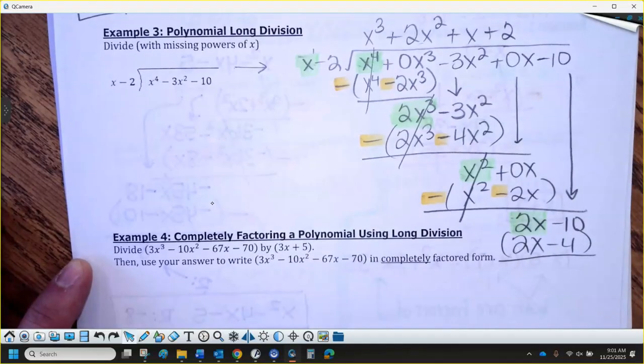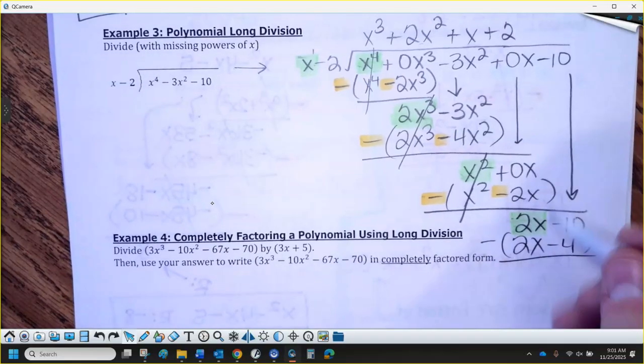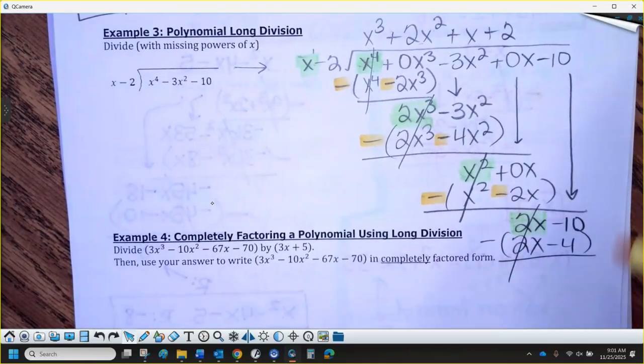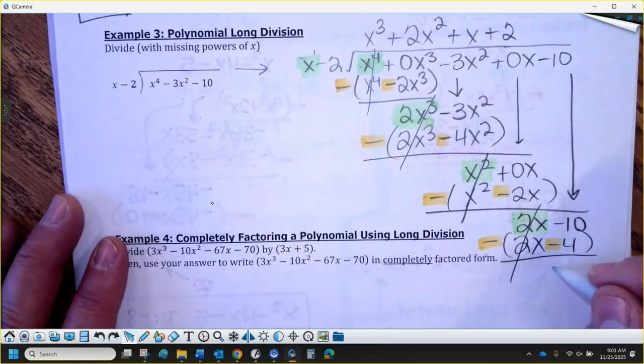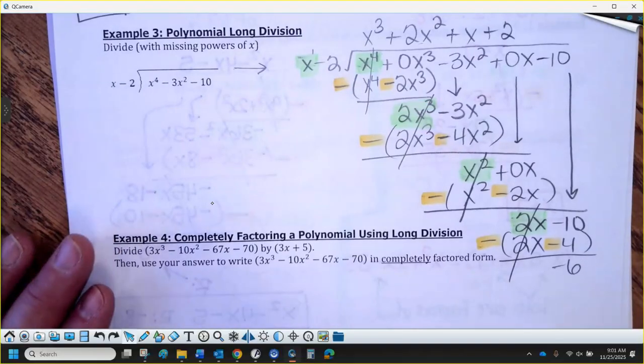Now, this question did not ask me if it was a factor. It's just doing long division, so I'm going to keep going with this. The 2x's go. All right, negative 10 minus a negative 4 is really negative 10 plus 4, so this would be negative 6. Sorry, I'm writing too big.